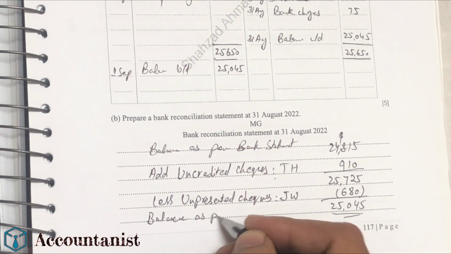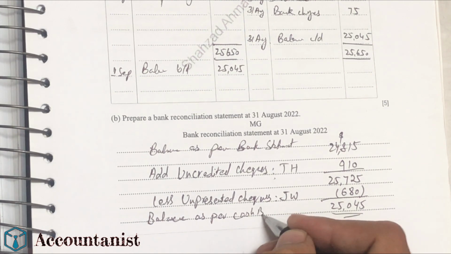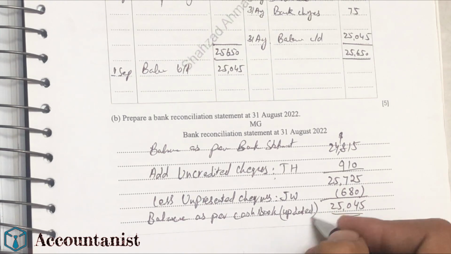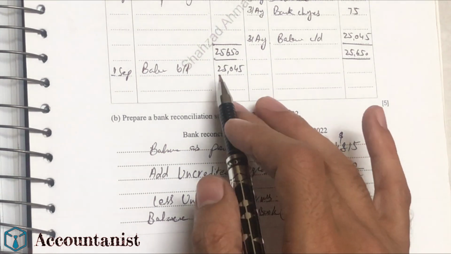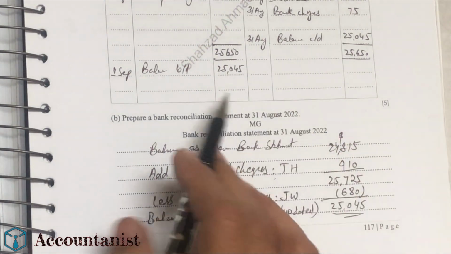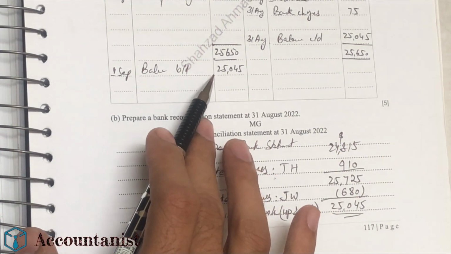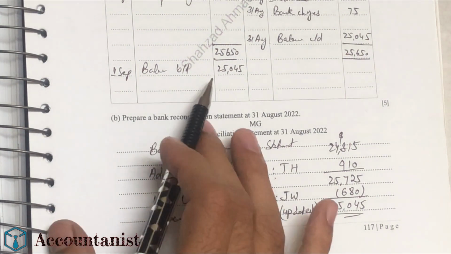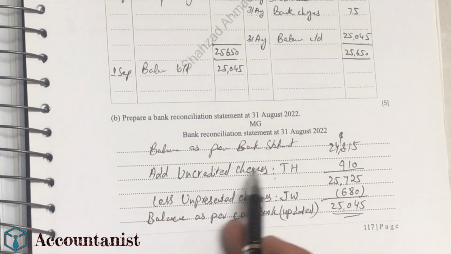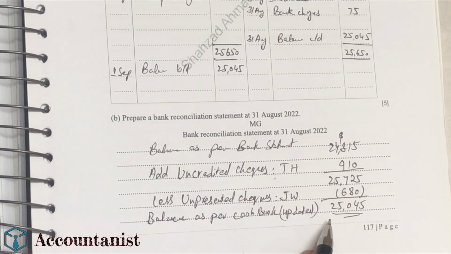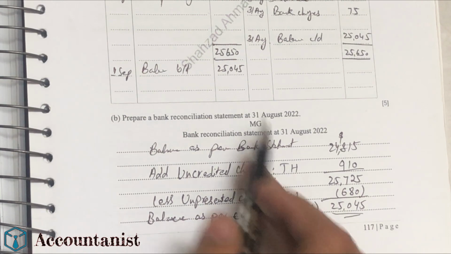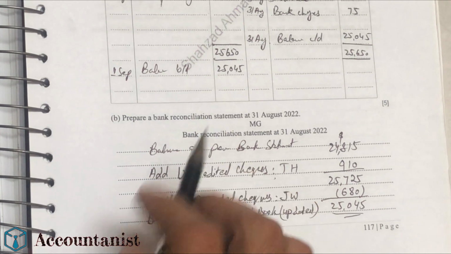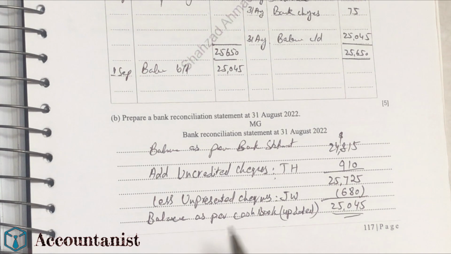So balance as per cash book, the updated one. This should be the same balance as we already found in the updated cash book. If we get the same balance here and here, it means our answer is correct. If any difference comes when we start from the bank statement balance and come down to the cash book balance, it should match what you calculated in the updated cash book. So that's the second question.